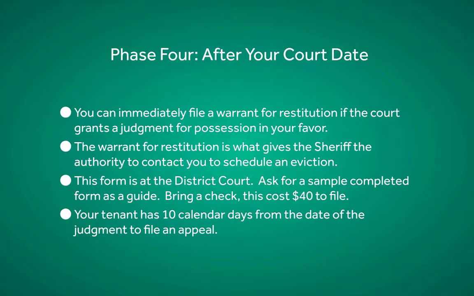Phase 4: after your court date. You can immediately file a warrant for restitution if the court grants a judgment for possession in your favor. The warrant for restitution is what gives the sheriff the authority to contact you to schedule an eviction. This form is at the district court. Ask for a sample completed form as a guide. Bring a check. This costs $40 to file. Your tenant has 10 calendar days from the date of the judgment to file an appeal.